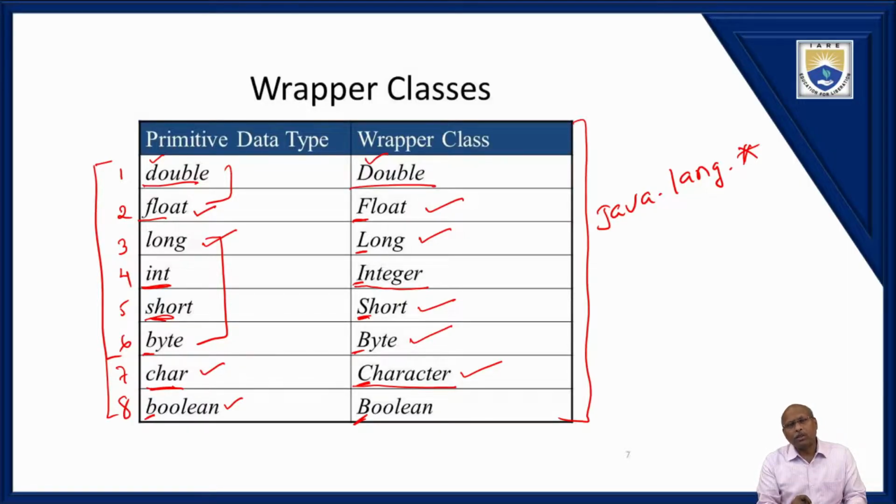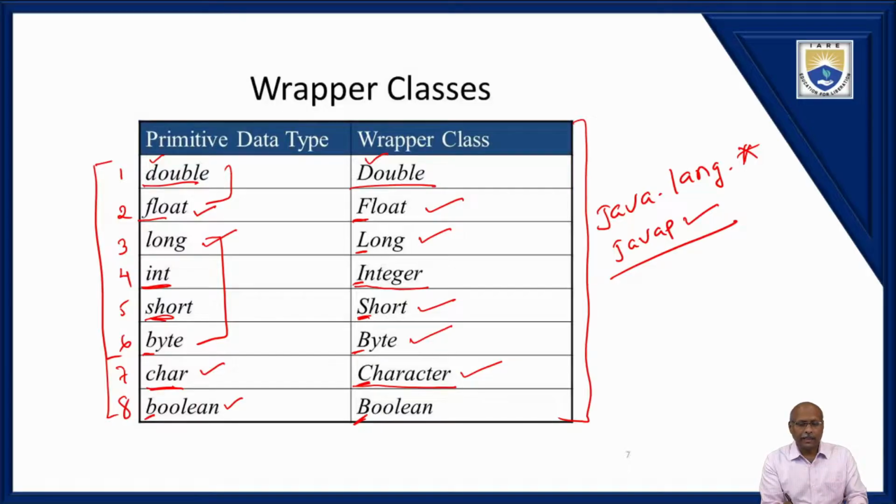To know the methods of a particular class, I think I told in the previous session, there is a tool called javap. Using javap, you can find out what methods are there in the corresponding wrapper classes. So use this javap tool. Using this tool, you will know what the various methods available in each wrapper class are.